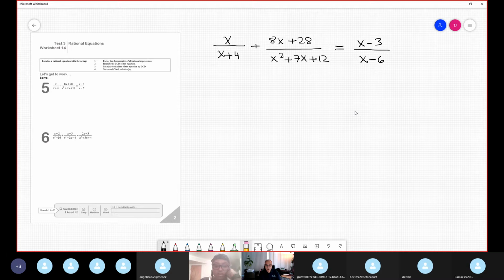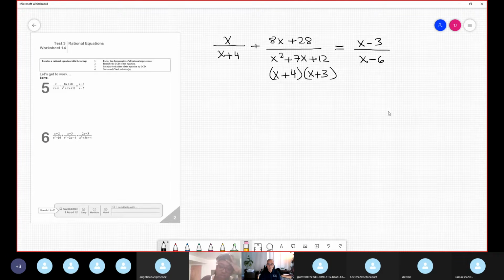In the bottom we have x plus 4 is prime, x minus 6 is prime, but this is a trinomial. What kind? Regular. And the factorization, I suppose, is 4 and 3, no? Because 4 times 3 is 12, 4 plus 3 is 7, plus.